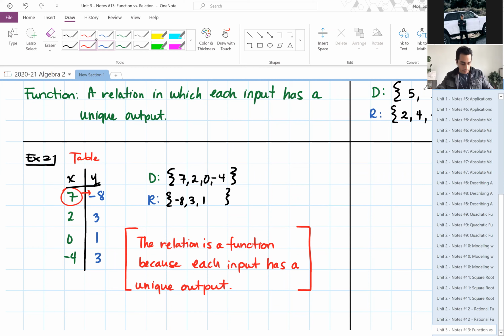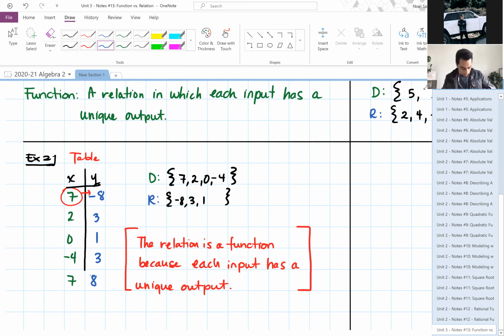Like if I had another, like if I had this, then... I'm not sure if I understand your question. Well, okay, so let's say I had 7, negative 8, and then downward on the table somewhere, I have 7, 8. Well, obviously the 7 is giving me different outputs, right? One, it's giving me negative 8, the other one is giving me positive 8.